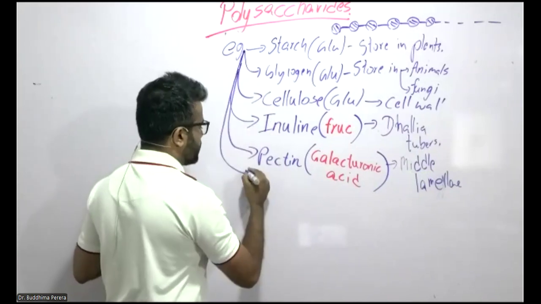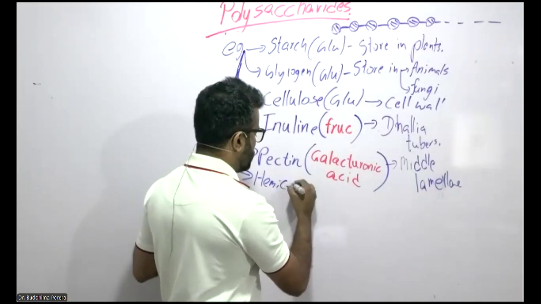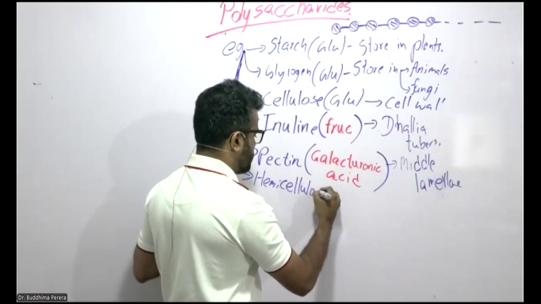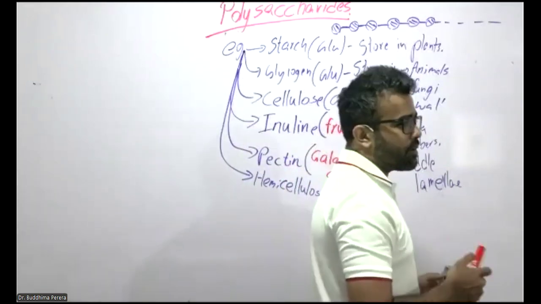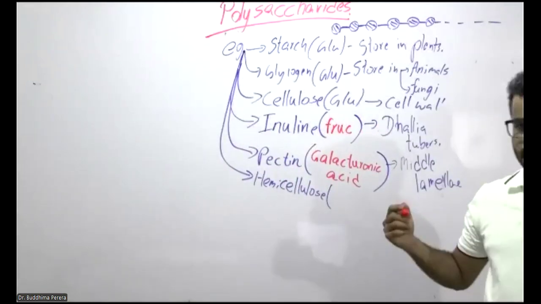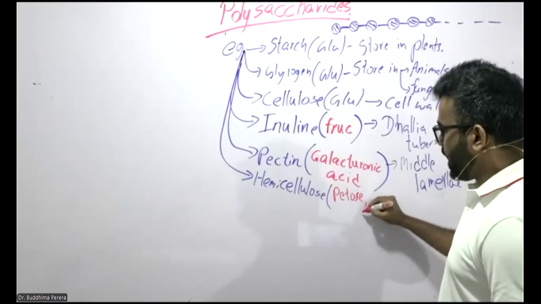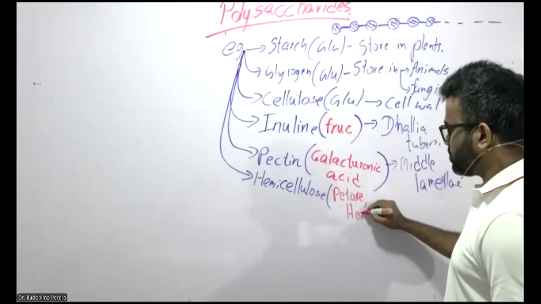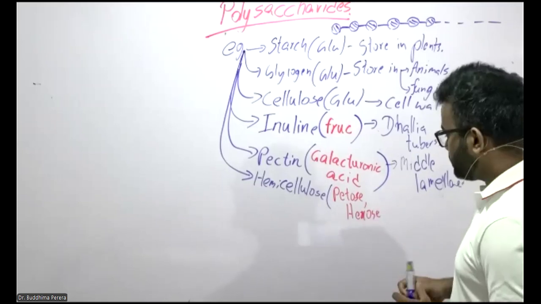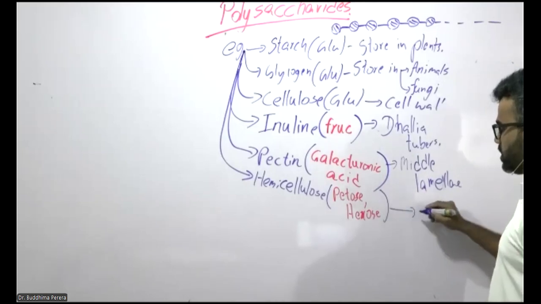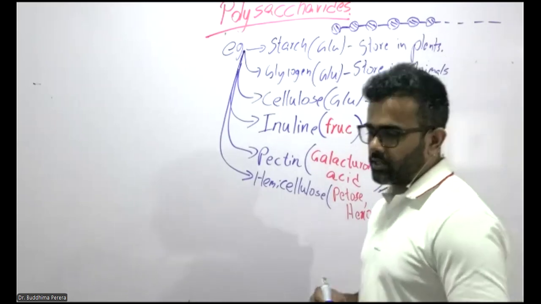Then hemicellulose. Hemicellulose is in the cell wall. It is made up of pentoses and hexoses. Just remember pentoses and hexoses, that's enough. Where is it? It is in the cell wall of plants.